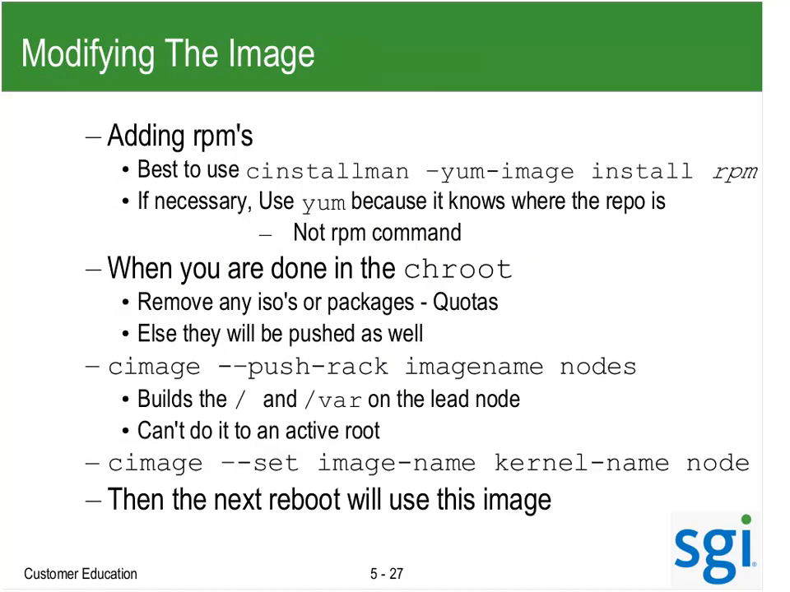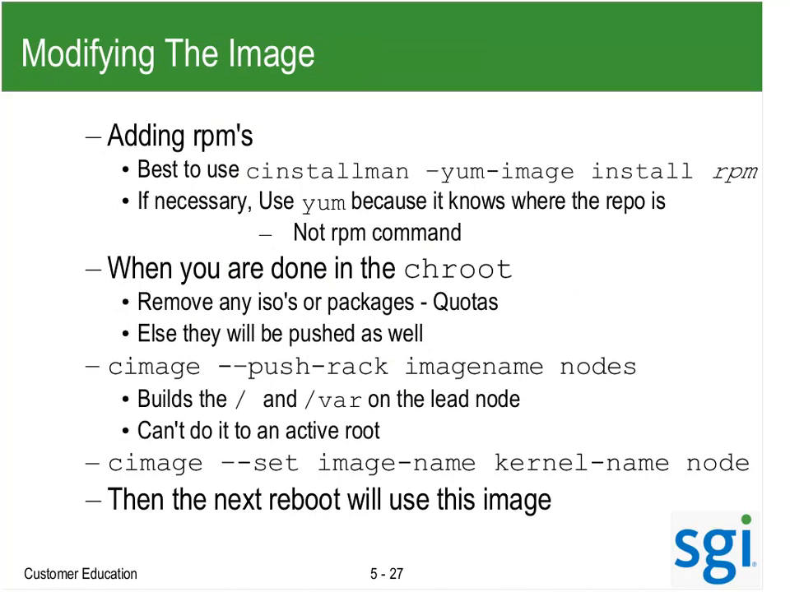So modifying the image, we're going to add RPMs, and then do, for example, cInstallMan yum image install name of the RPM. So use yum because it knows where the repository is. Don't use RPM. When you're done in the chroot, you've got to be careful. Remove any ISOs or packages.